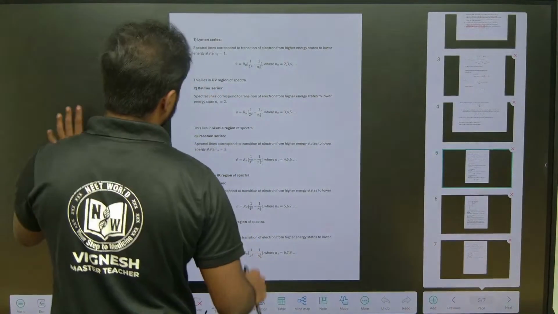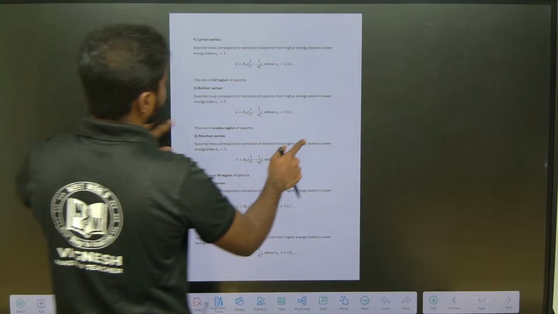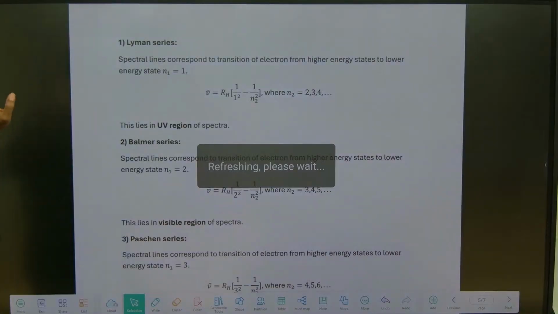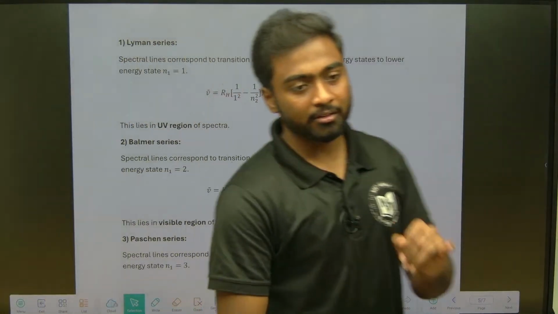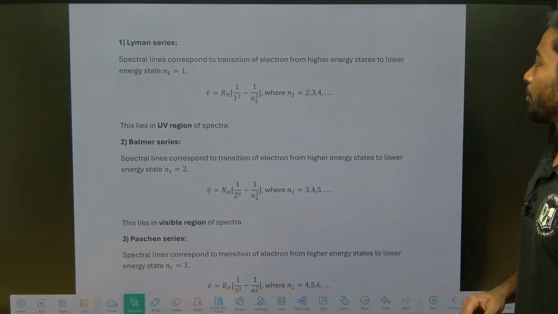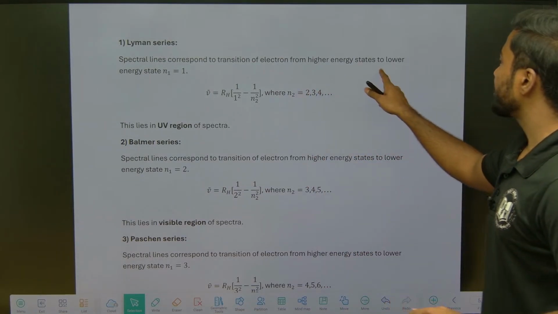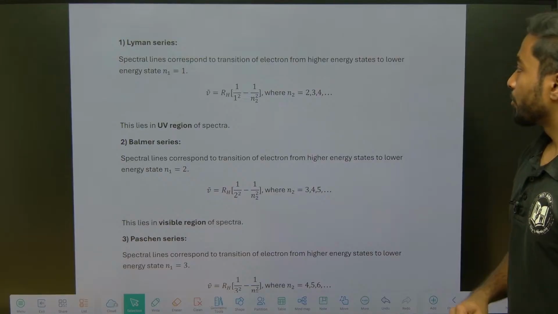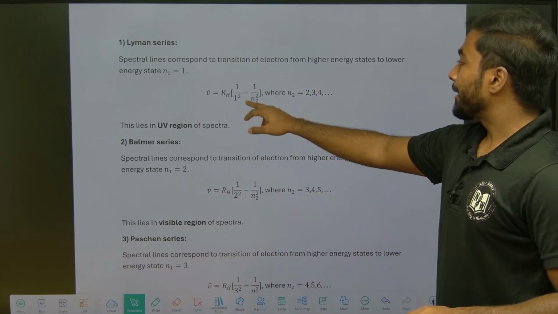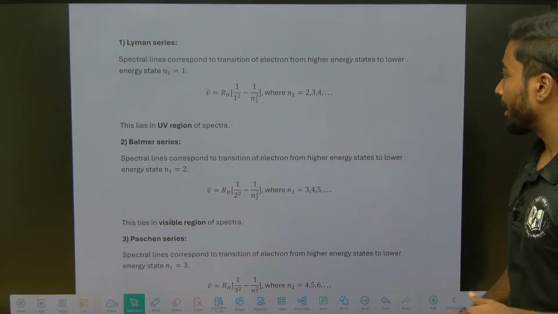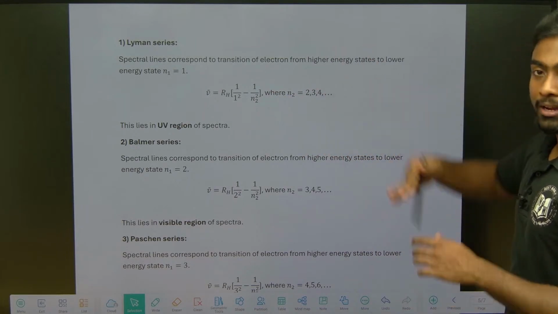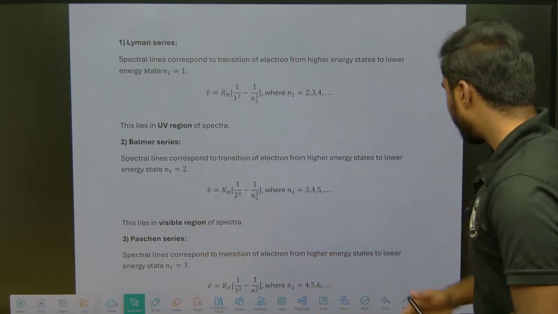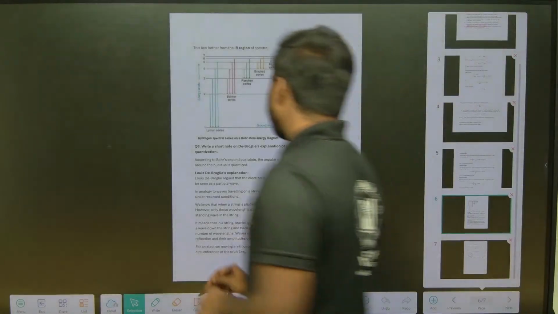So in this you will have, I guess it's clear now. The page is visible. The first one is the Lyman series. In the spectral line, the Lyman series corresponds to transition of an electron from a high energy state to a lower energy state, that is n1 equals 1. So the formula is R into 1 by n1 square minus 1 by n2 square, where n2 is 2, 3, 4, the next levels. From the first level to the second level, third level, fourth level, we are following. If you see the diagram, I'll show you the diagram so that it will be easy to understand.